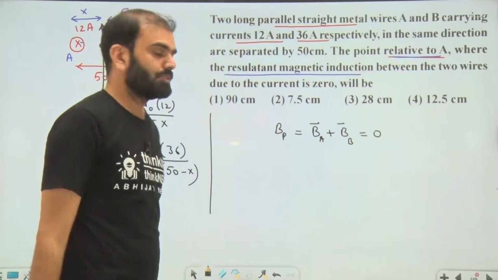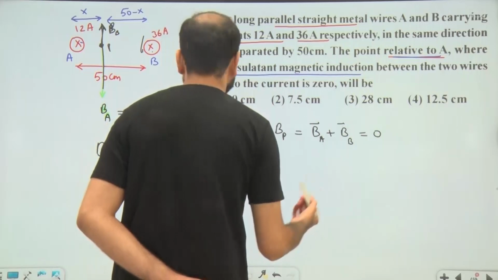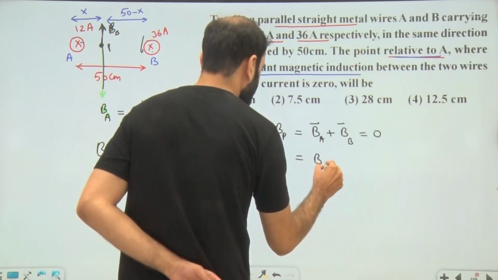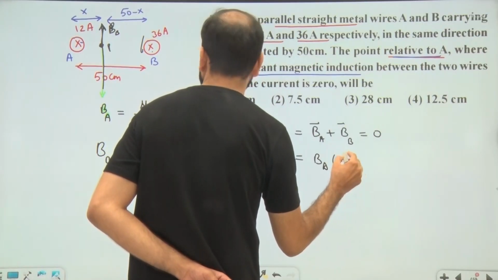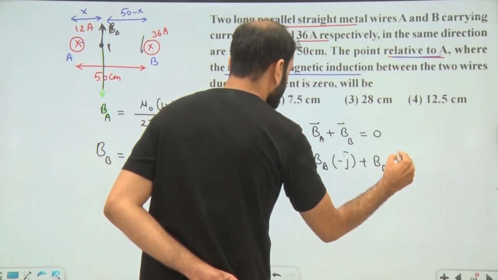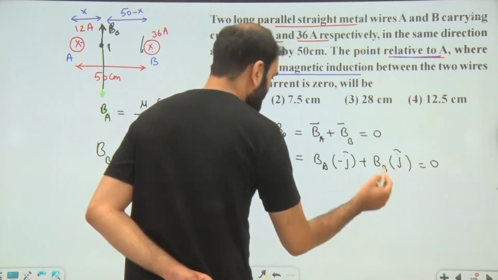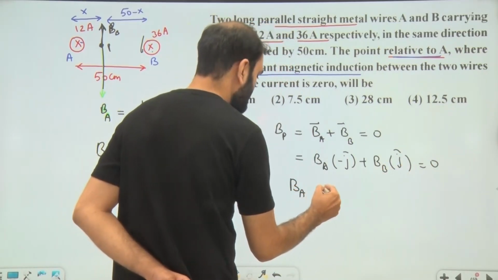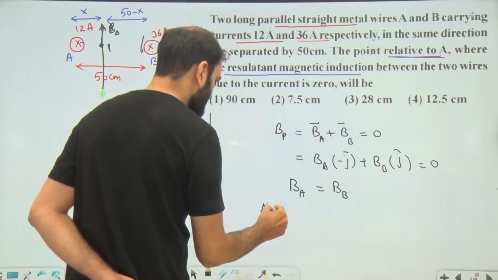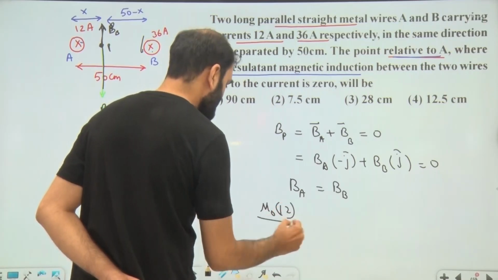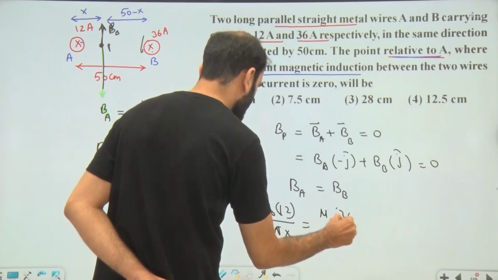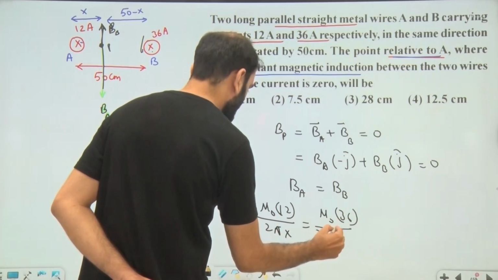So what will you do? The magnetic field due to A is in minus k and the field due to B is in plus k, and the sum comes out to be 0. That means the magnetic field due to A should be equal to that due to B. Just put the values: mu naught into 12 upon 2 pi x is equal to mu naught into 36 upon 2 pi into 50 minus x.